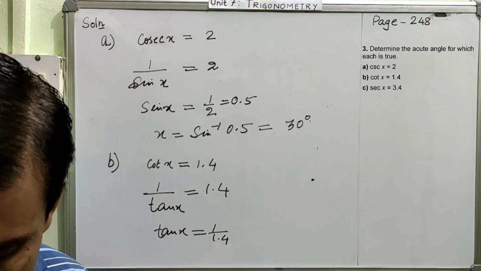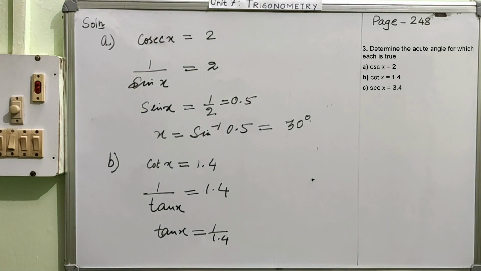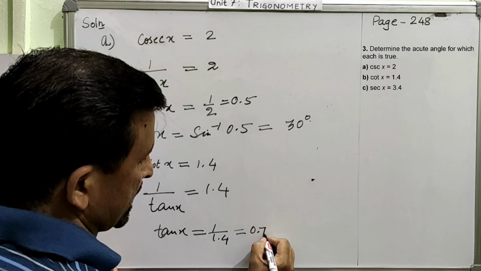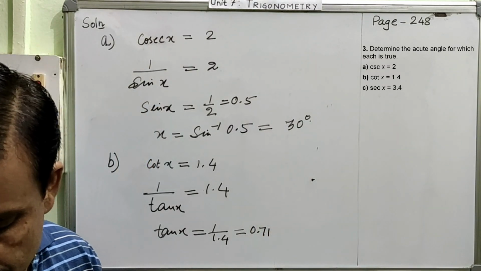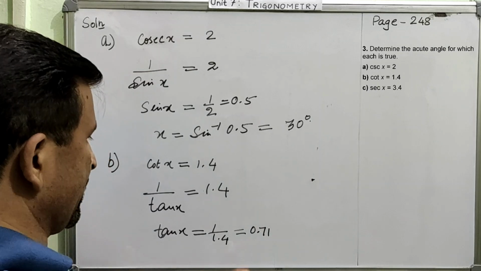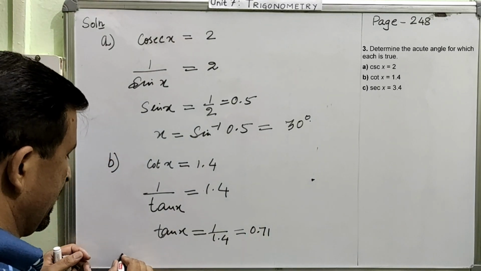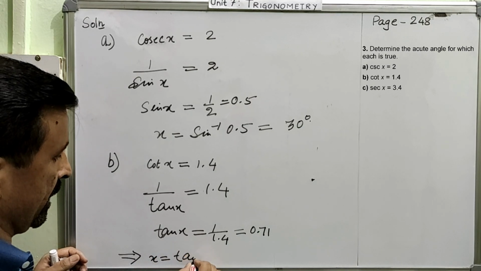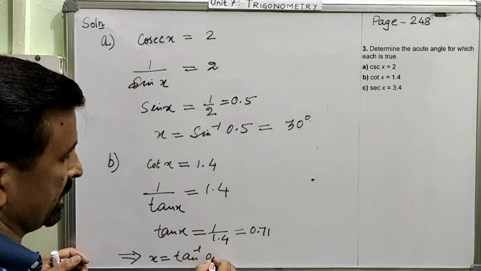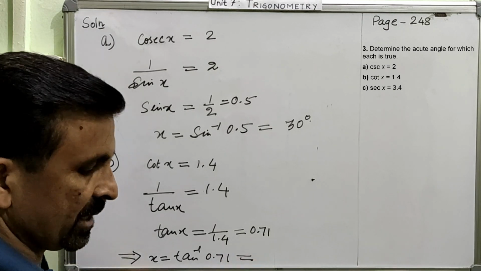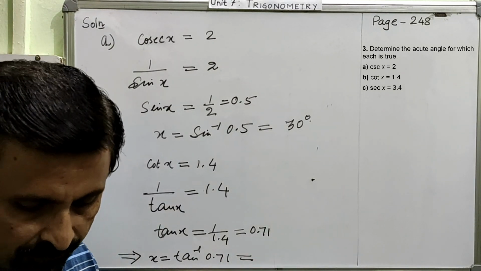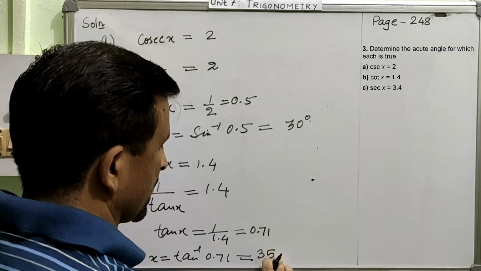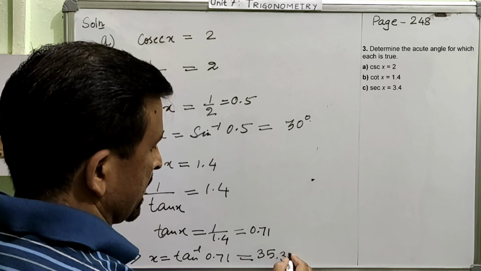Am I clear or not? 1 over 1.4. So you can simplify, this comes as equal to 0.71. When you simplify, it comes as equal to 0.71. Now after this we can simplify and get the value of x. So x is equal to tan inverse 0.71, and the value of this angle will be equal to 35.37.